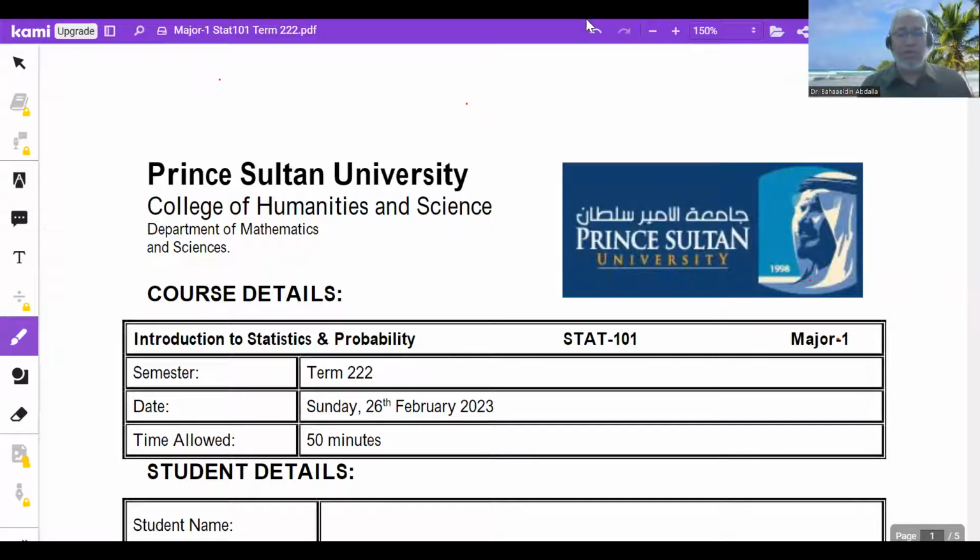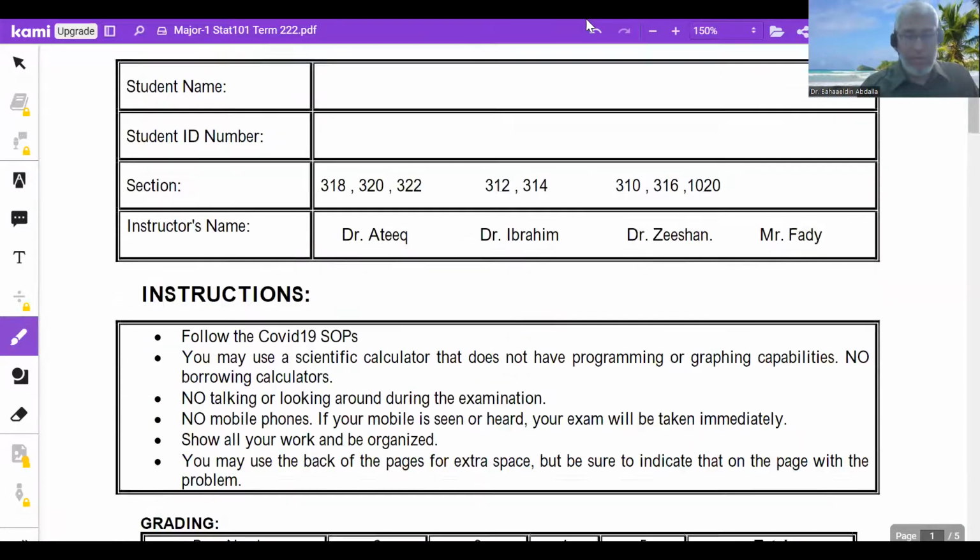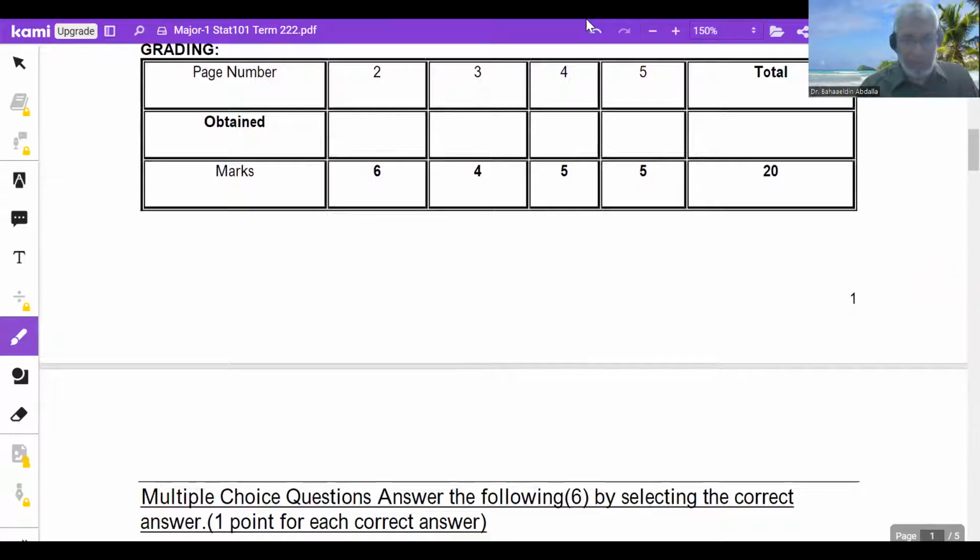This is Stat 101, Major 1, Term 222. Let us have a look and solve it together.